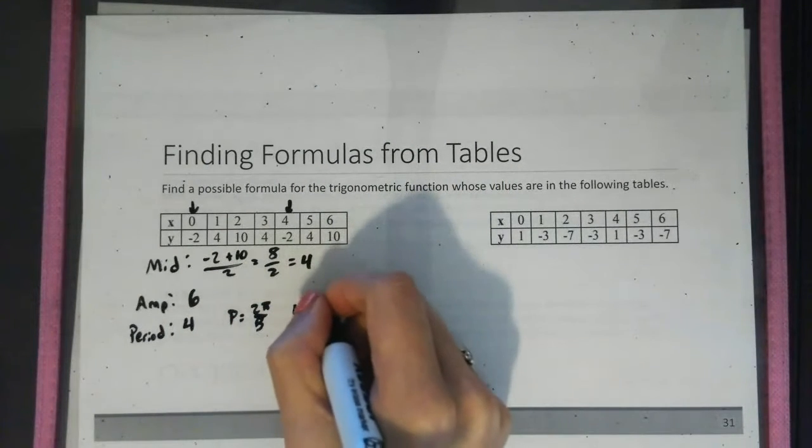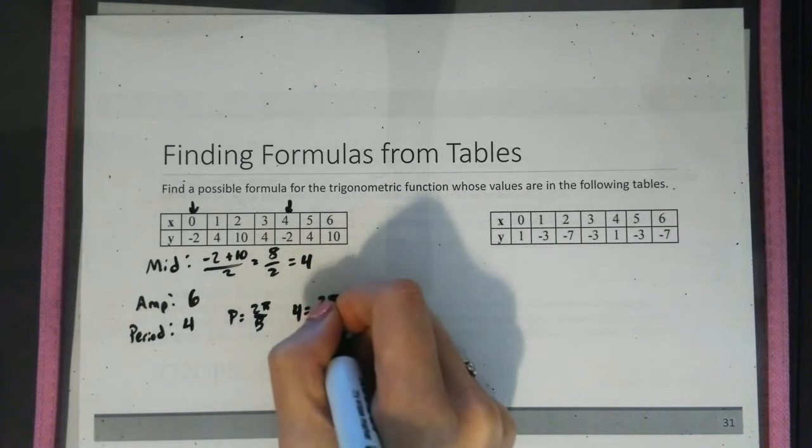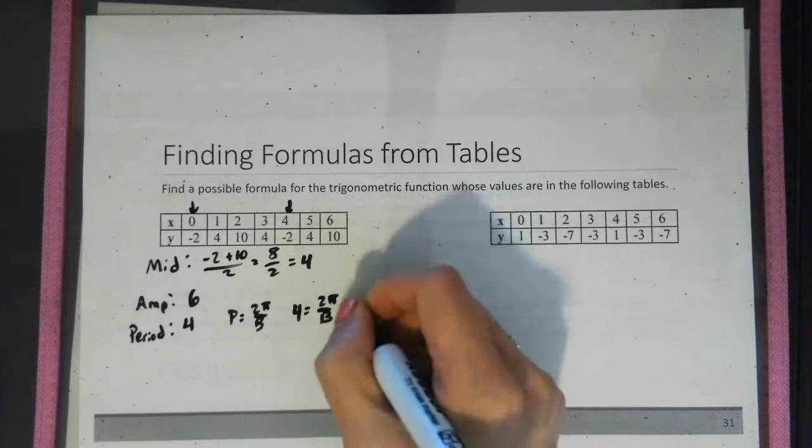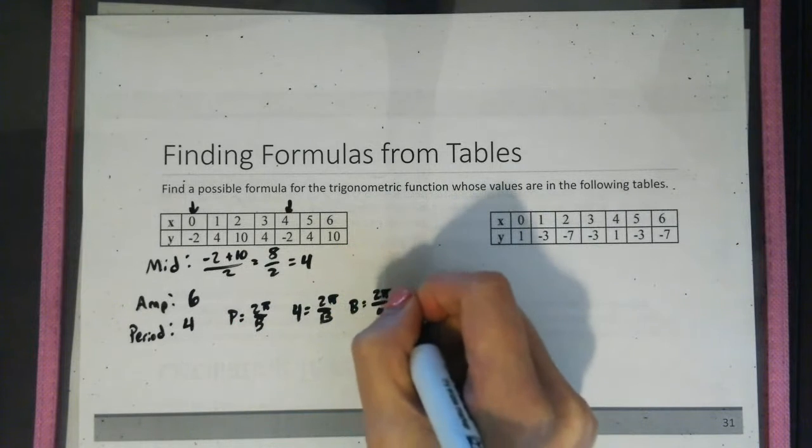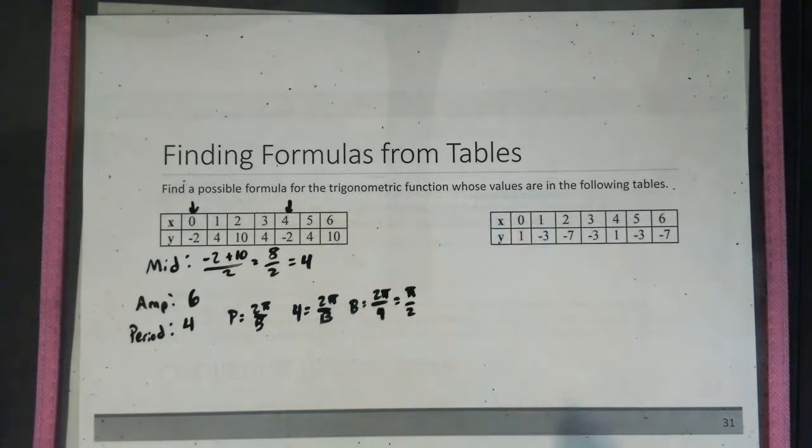So 4 is equal to 2 pi over B, multiply by B, divide by 4. We get B is equal to 2 pi over 4, which reduces to pi over 2.